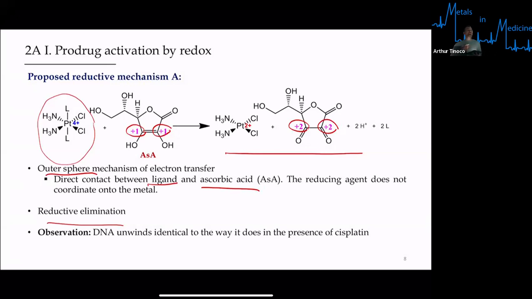All right, so what has been observed when looking at complexes of this nature in the presence of DNA is that you have, at the end, DNA unwinding in a manner that's analogous to its interaction with cisplatin. So it appears that you are in fact generating cisplatin in solution, and that cisplatin can then affect the DNA as you would expect. So this is probably something you can see by an agarose gel.